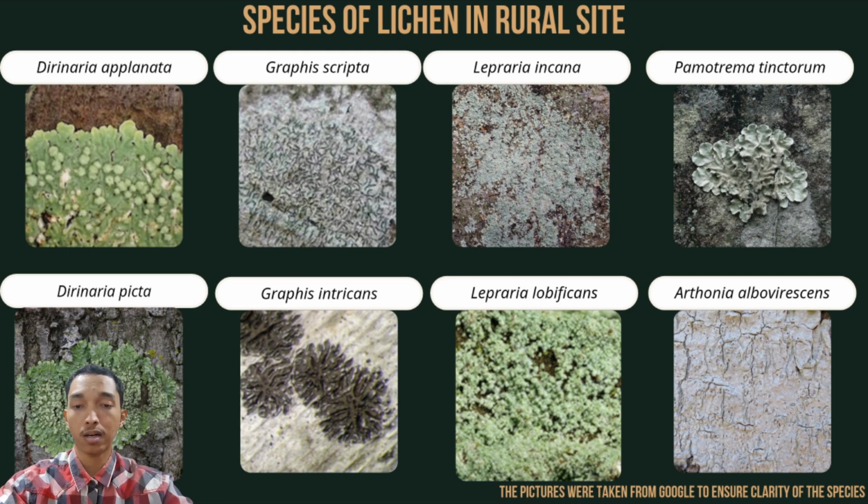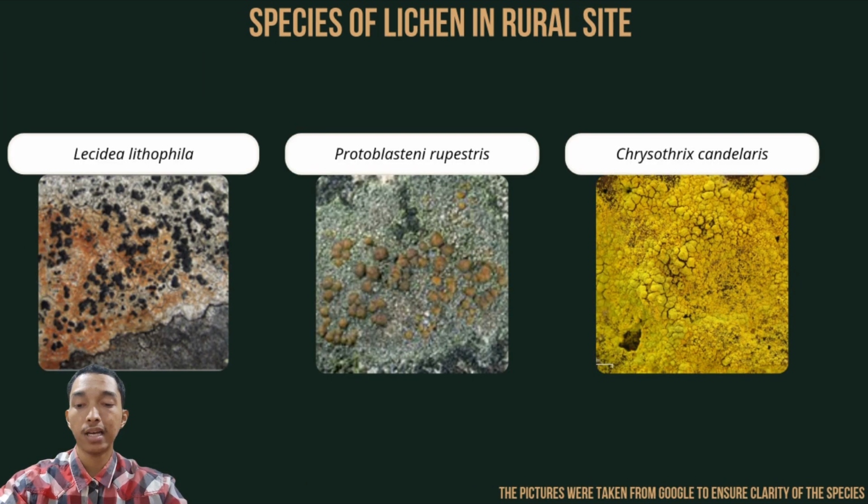And the species of lichens in rural sites are Diurnaria aplanata, Diurnaria picta, Graphis scripta, Graphis intricans, Lepra incana, Lepra labificans, Pammoterma tinctorum, Altonia albovirescens, Licidia lithophila, Protoblasteni rupestris, and lastly Chrysotrix candelaris.